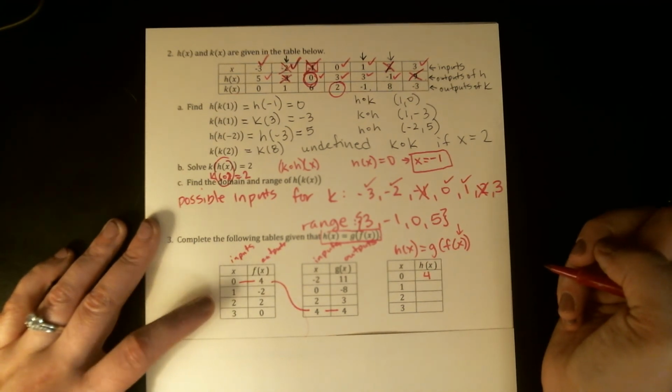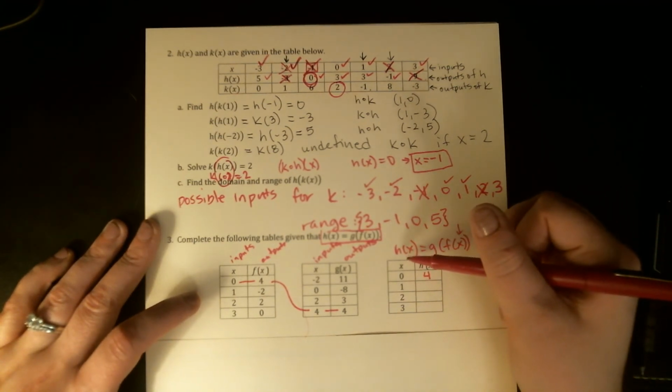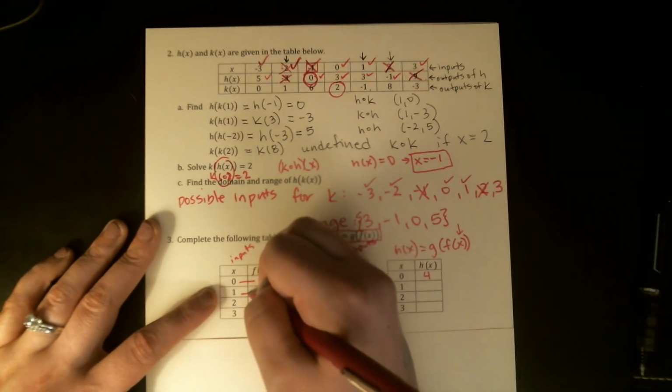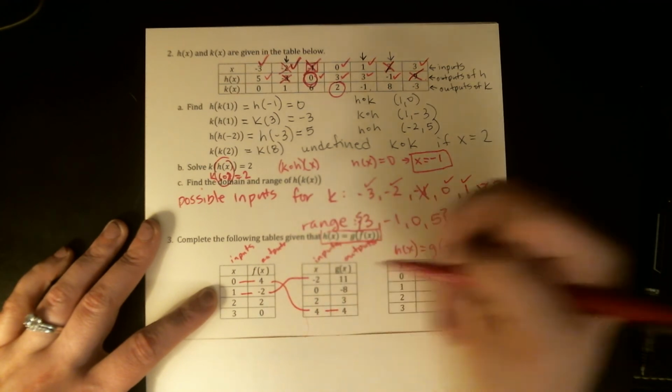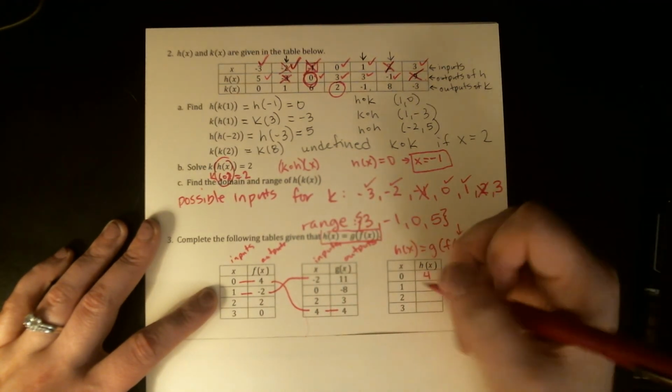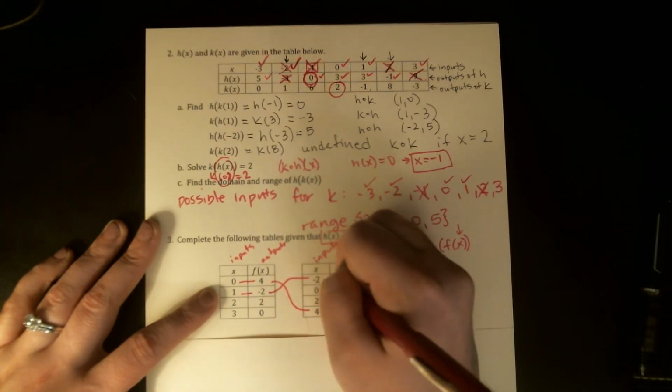Same process with 1. If I want to plug 1 into h of x, I'm supposed to first plug it into f. I get back a -2. I'm then supposed to plug the -2 into g, and I get back an 11.